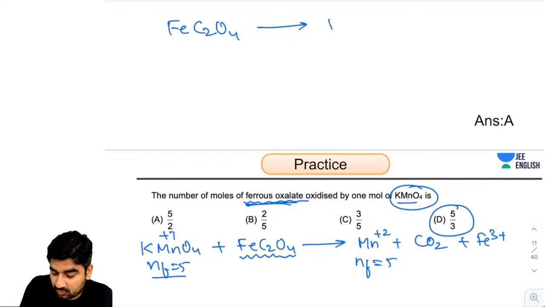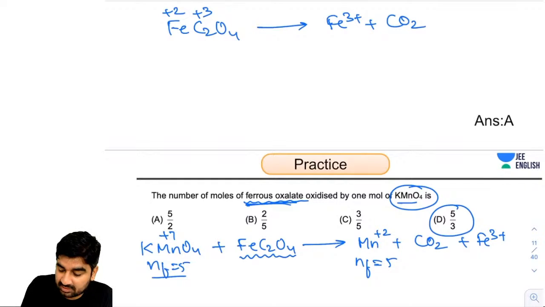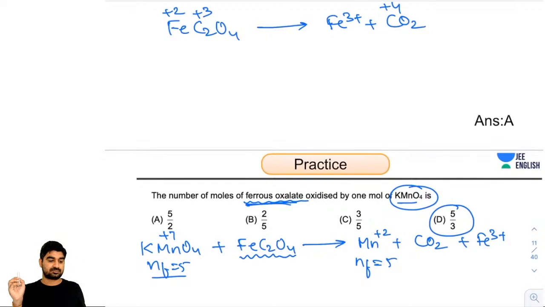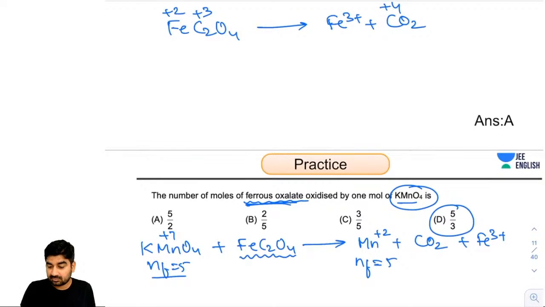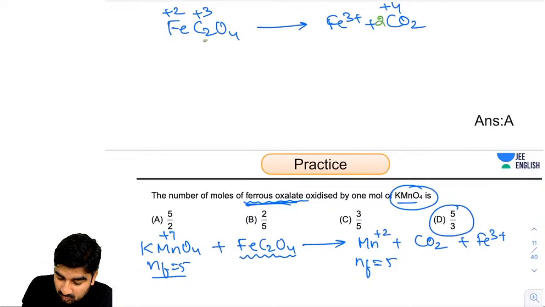In this case, what is going on actually? It will oxidize Fe from plus 2 to plus 3, and carbon. Here the oxidation state is plus 3 and here it is plus 4. So it will oxidize iron as well as carbon. So both will get oxidized. Now what will happen, guys? Just balance those atoms. 2 carbon, carbon is balanced, 1 iron, iron is balanced.